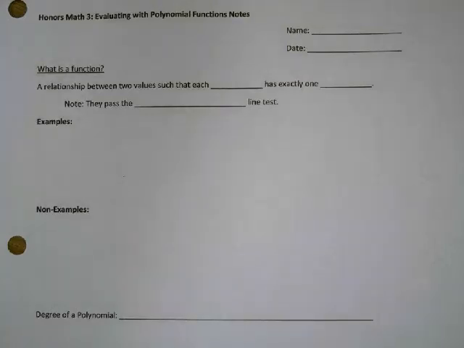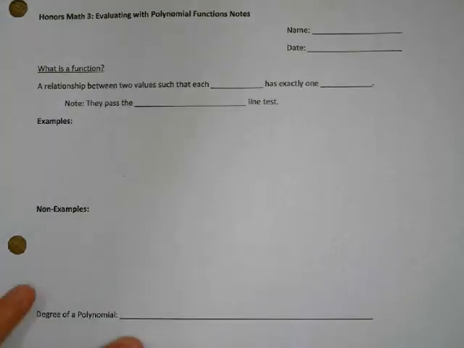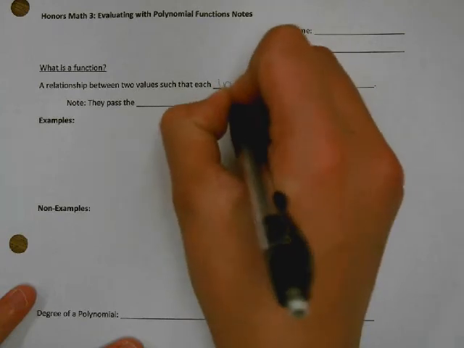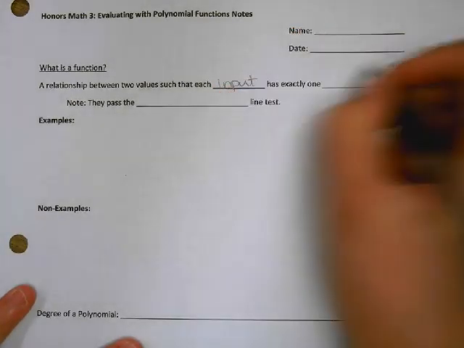Alright, this video is going to be on what a function is and then how to evaluate a function. So a function is a relationship between two values such that each input has exactly one output.